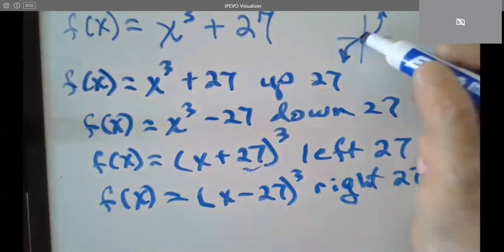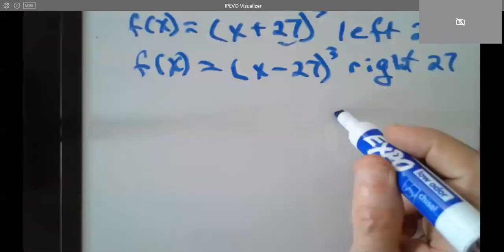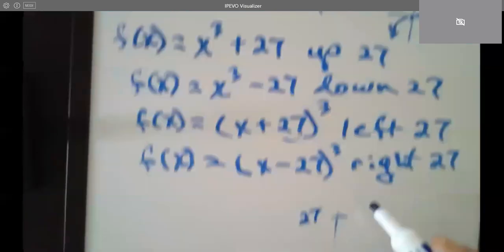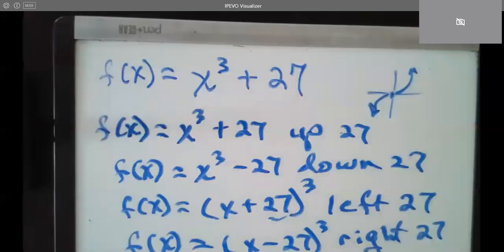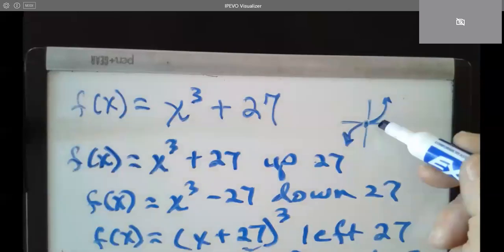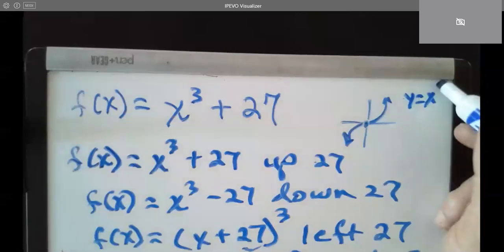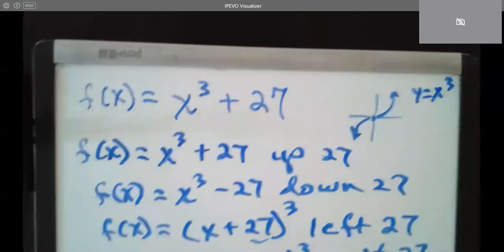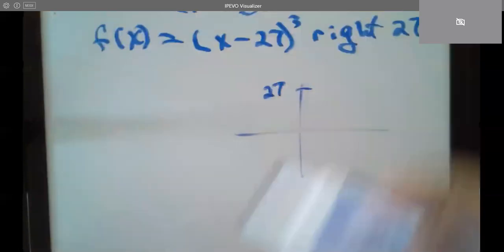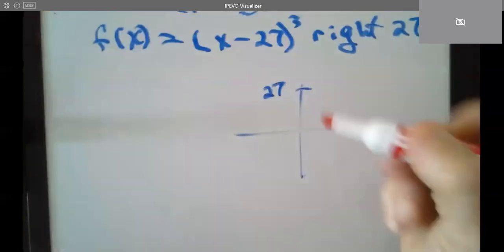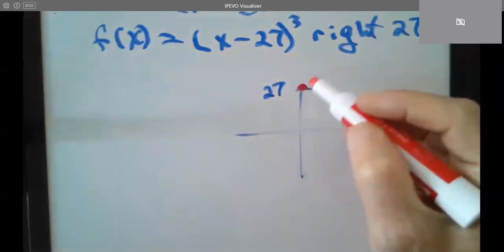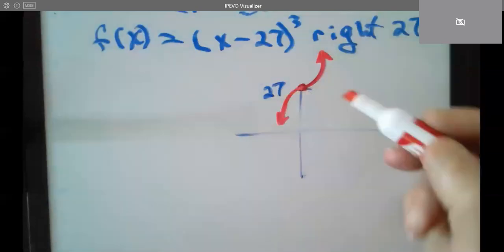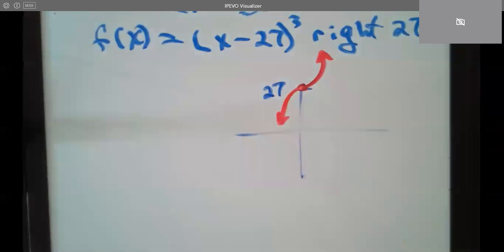So this point is going to go up. So this will go up to 27 like that. From this point, it's going to look like this graph here, the parent graph for y equals x cubed. But this point is going to be up here at 27. This point is that point of inflection we talked about, and that'll be up right, down left. It's going to curve up to the right and curve down to the left.